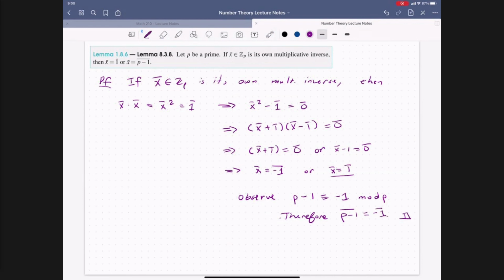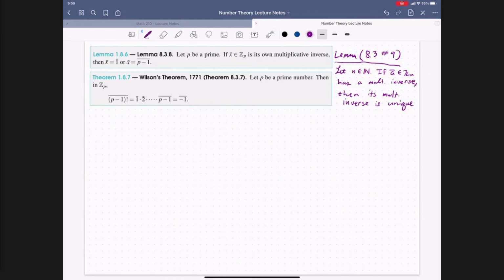And now we are ready to prove Wilson's theorem. So let us go ahead and now prove Wilson's theorem. We're going to be using a lemma, which is actually part of your homework assignment. So this is in 8.3, number 9. And so what it says is, if n is a natural number, then if a bar in the integers modulo n has a multiplicative inverse, then its multiplicative inverse is unique. And so we're going to be assuming this as part of our proof. And so with that, let us go ahead and get started.